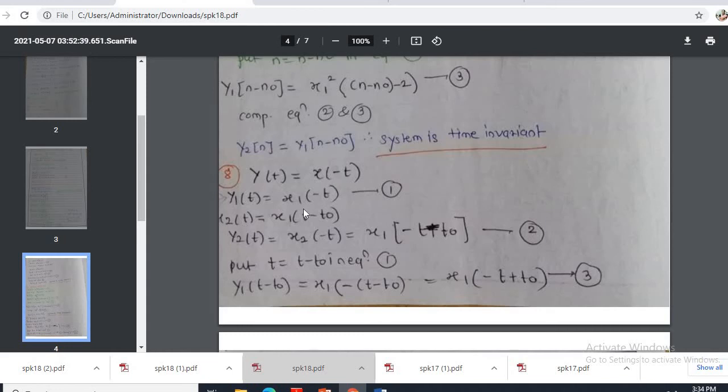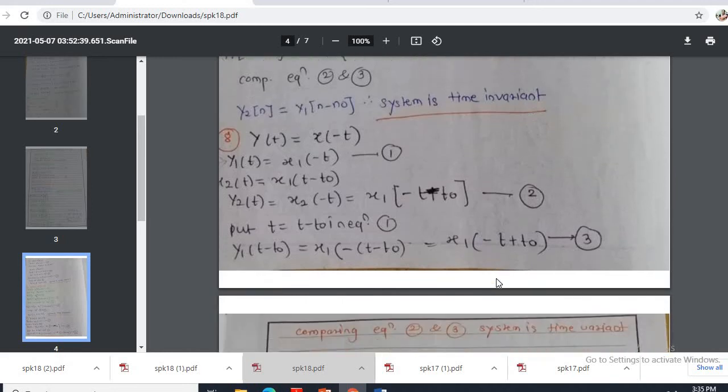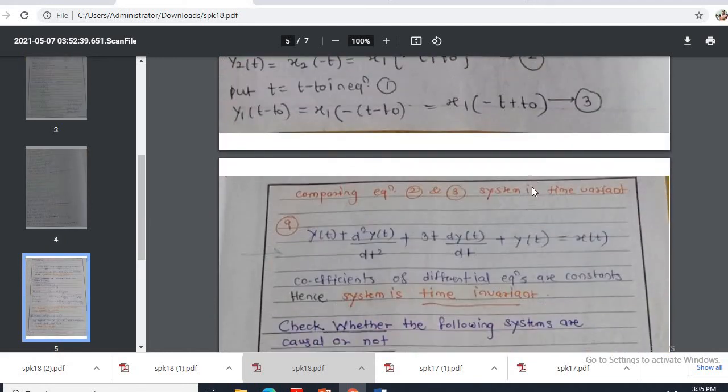y of t is equal to x of minus t. y1 of t is equal to x1 of minus t. x2 of t is equal to x1 of t minus t0. This is the shifted version. Therefore y2 of t is equal to x2 of minus t, which is equal to x1 of minus t minus t0. So if we substitute t by t minus t0, then y1 of t minus t0 is equal to x1 of minus bracket t minus t0. Therefore it is going to become x1 of minus t plus t0. And if we compare, the system is time variant.